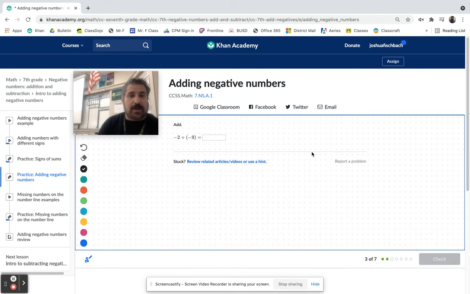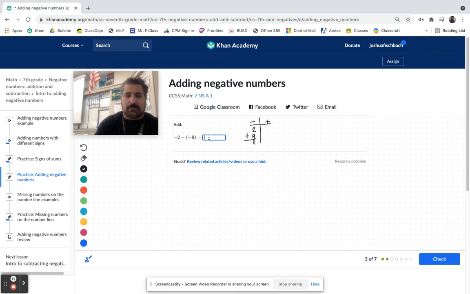For this one, you've got -2 plus -9. Once again, scoreboard it. You've got two negative values that are being added. So that's -2 plus -9. Both are on the negative side. So what's the total negative? -11. So that's going to be -11.